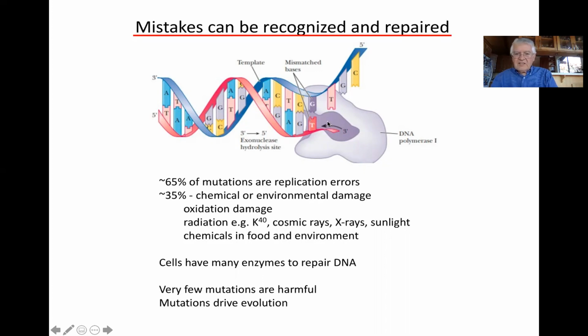But on the surface of the enzyme, it knows from the shape of this GT pair that it's a misfit. So the enzyme can kind of feel the shape of this and say, that is not a correct base pair. And what it does is it actually will cut this off right here. It will remove the T and try again, and we'll put in the C, and then it will move on.